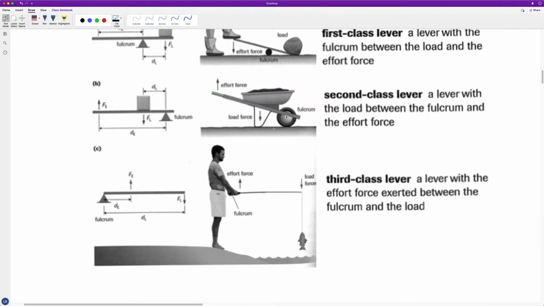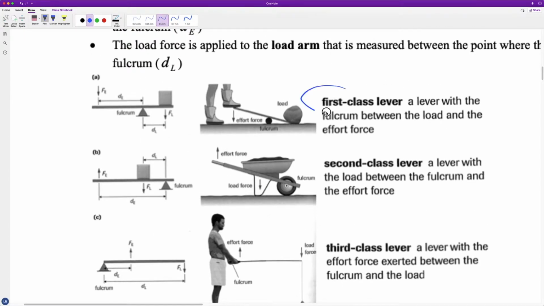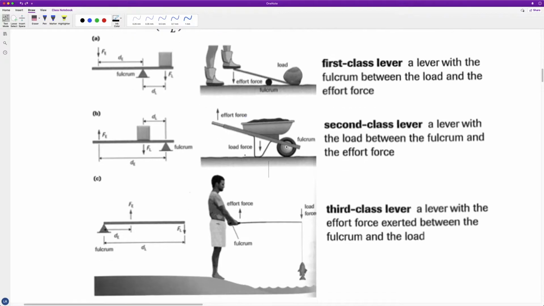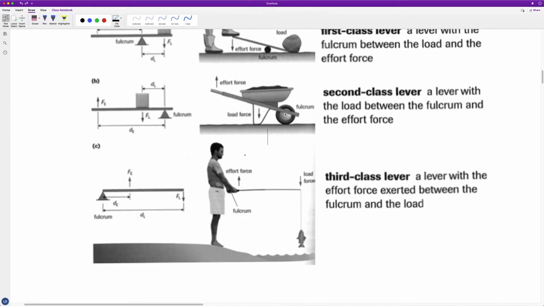Now, in these two examples up here, the first class and the second class lever, these are all about making the job easier to do, physically easier to do. But sometimes what we're trying to accomplish is not to produce less effort, but to actually cover more ground. And this is what we call the third class lever. All right, so here, the fulcrum is this little point right here.